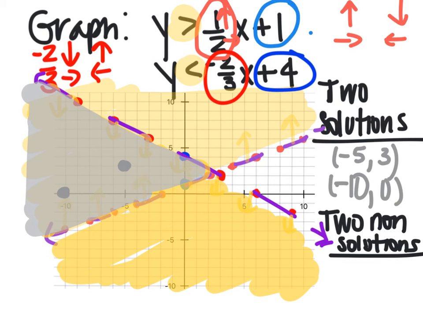And then 2 points that would not be solutions are 2 points that are not in the shaded area. So this would be a good one because it's not in the shaded area, 0, -5. Or I could do this point up here, which is 0, 9. Again, that's not in the shaded area.